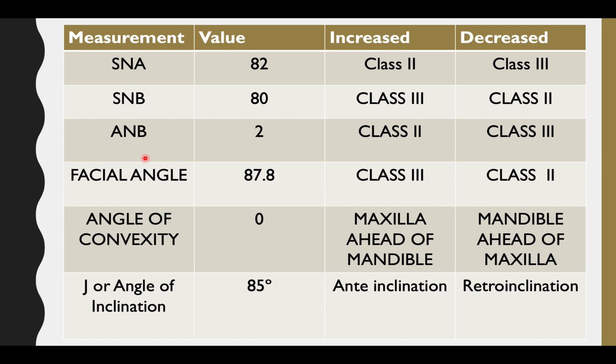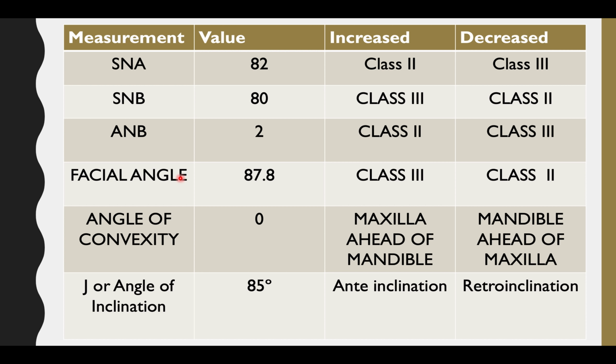ANB, the difference between the SNA and SNB, is 2 degrees. And as a compensation for this, Wits appraisal is also done. ANB can be considered as a skeletal parameter, whereas the Wits appraisal can be considered as a dental parameter. So ANB means the difference of SNA and SNB. If it is greater, it is class 2. If it is lesser, it is class 3. Some questions can be asked where they will give you ANB and either SNA or SNB and ask you the diagnosis. So such types of questions are included in this video.